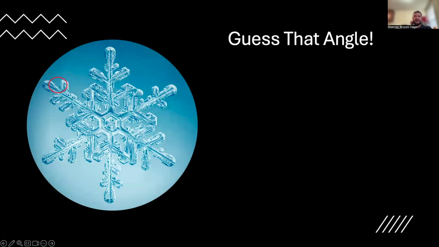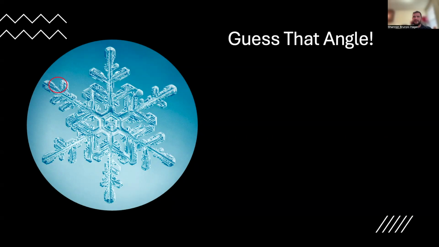For this little game, I have three winter-shaped objects and pictures, and I want you all to pick out the angle that I've highlighted in each picture. So in this picture of the snowflake, what type of angle is this? So this is actually an acute angle, and you can tell because it is smaller than that L shape, and acute things are small, like a small puppy.